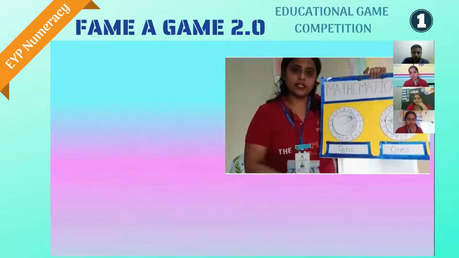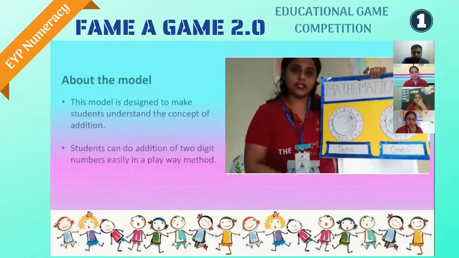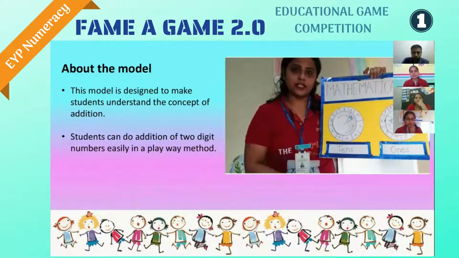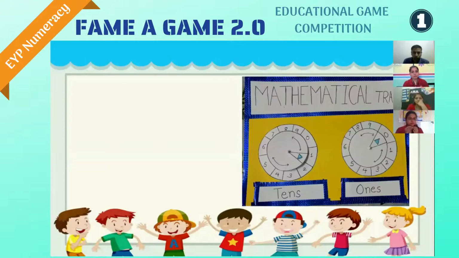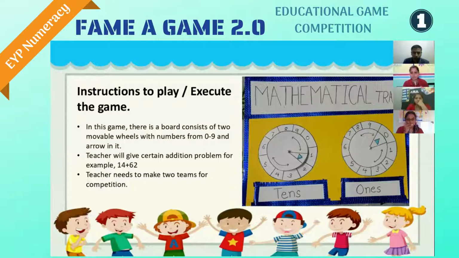So this is our model, as you can see in the picture. This model is designed to make students understand the concept of addition, the two-digit numbers addition, in an easy way. So these are some of the instructions I would like to share. In this game, there is a board. It consists of movable wheels. As you can see in the picture, there are numbers from 0 to 9 and it has an arrow which moves.